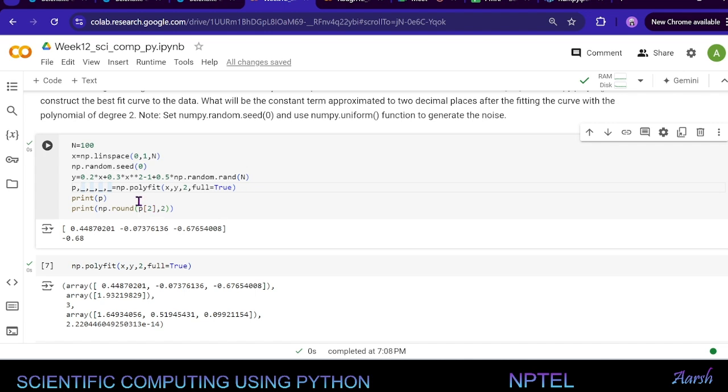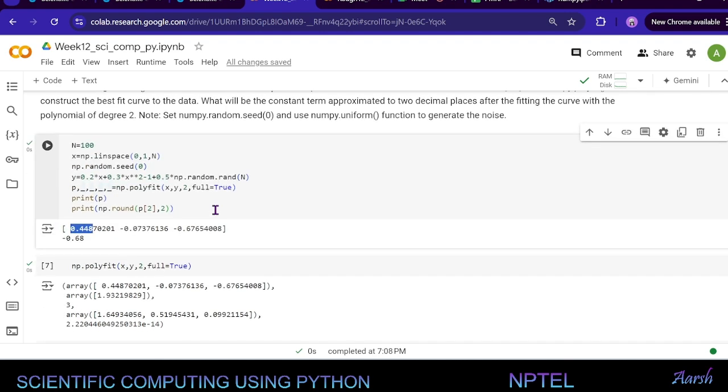But whatever the first thing that we got, that array, in that first is the x square term, second one is x term, and third one is constant. Is it right? Yeah, that's why we are getting the 0.68 thing. That is exactly. So our fit polynomial is 0.44x square minus 0.07x and minus 0.67.